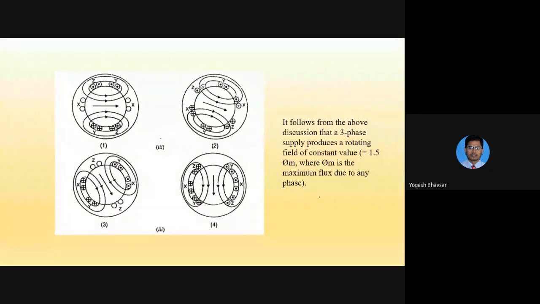So look at this. At position number 1, it is on the horizontal axis. Position number 2, it is shifted by 30 degree. Position 3, shifted by 60 degree. And position 4, shifted by 90 degree. So this is how we can say the magnetic field is rotating in nature.